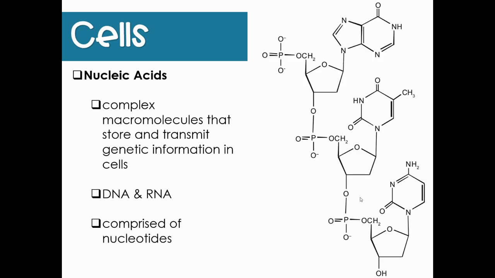Finally, our last, not carbohydrate, macromolecule is nucleic acids. We're going to spend more time talking about this when we review genetics, but just a reminder, nucleic acids are complex macromolecules that store and transmit genetic information in cells. So this includes both DNA and RNA. If you look at the picture, nucleic acids are comprised of nucleotides. So we have our sugar, we have our phosphate, and then we have our nitrogenous bases. And again, we'll review that when we get to genetics.